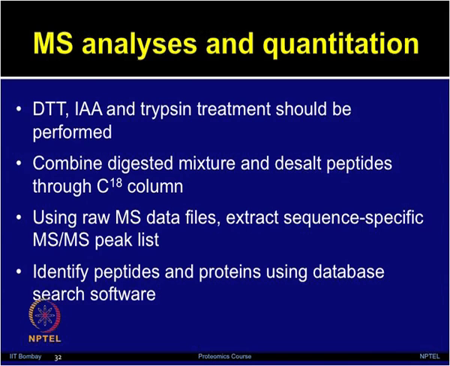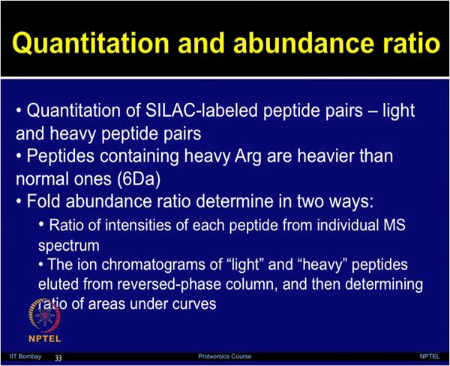By using raw MS data files, extract the sequence specific MS/MS peak list, and then it can be used for the identification of peptides and proteins using various database searches. Then comes the quantification of SILAC labeled peptide pairs, which are the light and the heavy peptide pairs. So, peptides containing, for example, heavy arginine are heavier by 6 Dalton than the normal ones. So, these fold abundance ratios can be determined by different methods.